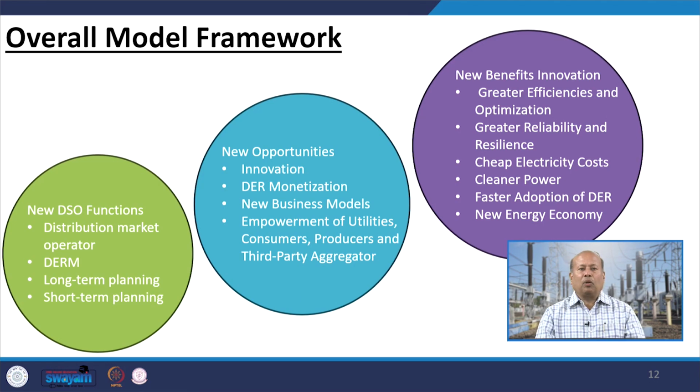So overall, if you see the model framework, what we do is the new DSO functions: distribution market operator, DRM, long-term planning, as well as short-term planning. What are the opportunities? Innovation and DR monetization, new business models, and empowerment of utilities, consumers, producers, and third-party aggregators.